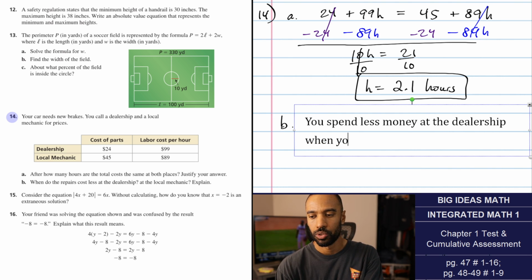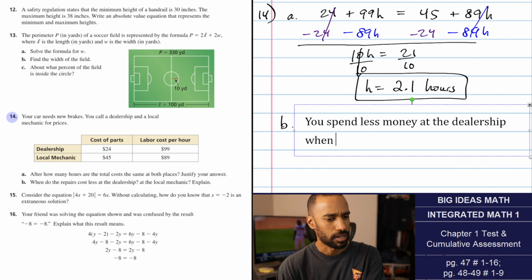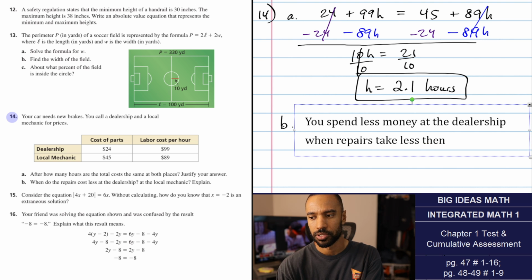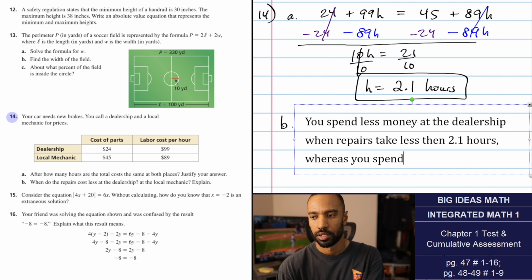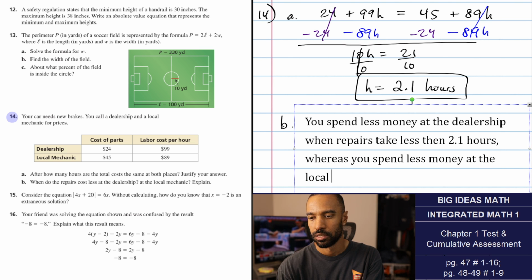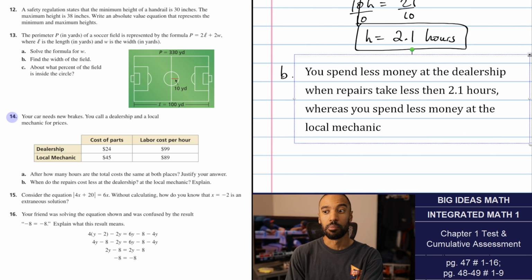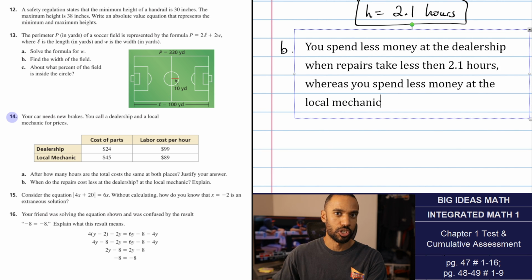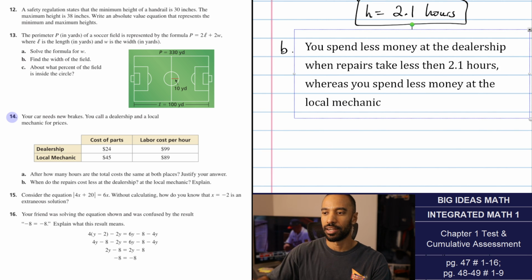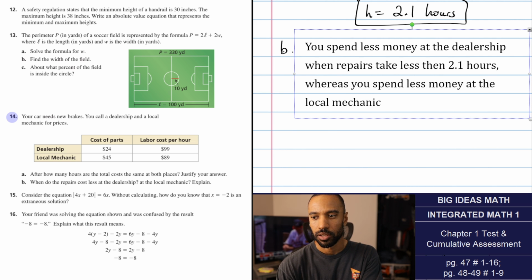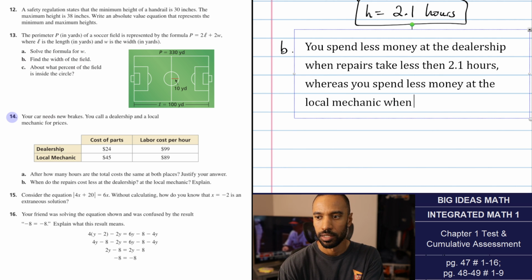You spend less money at the dealership when labor, then repairs take less than 2.1 hours. Whereas you spend more, you spend less money at the local mechanic. You'll spend more money. Listen, you'll spend more money overall. You're still spending hundreds of dollars, but you're spending less than at the dealership. You spend less money at the local mechanic when repairs take more than 2.1 hours.